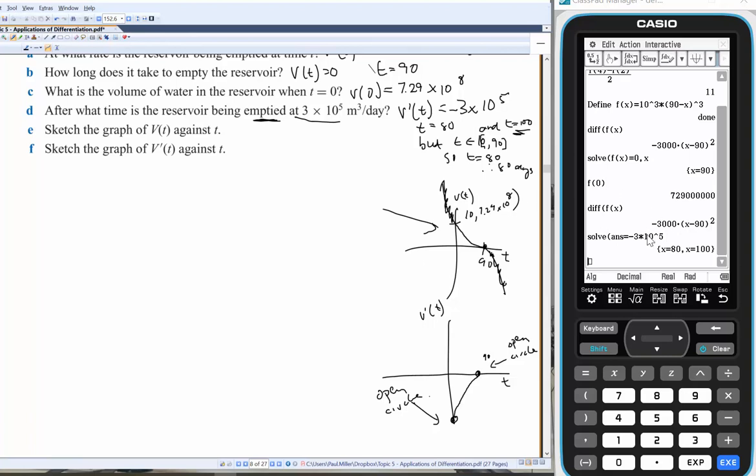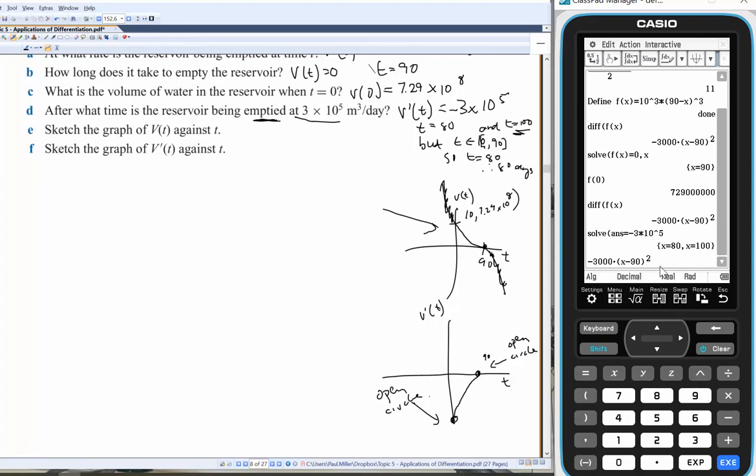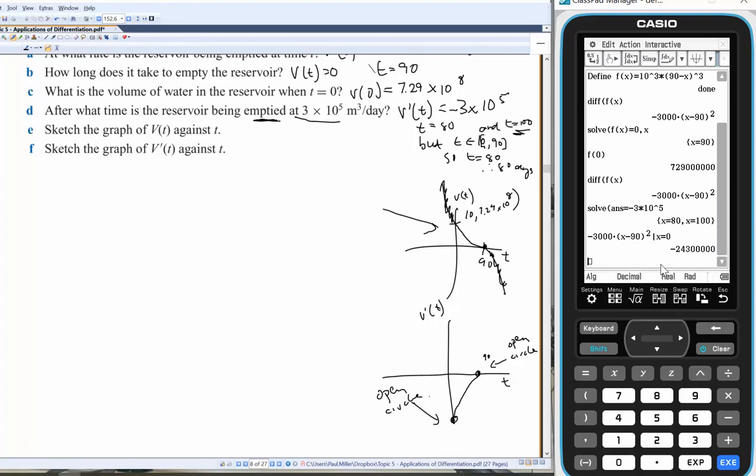And where is that circle? I'm just going to grab my derivative function and I'm going to say, can you chuck 0 in there for me? And that's where that happens. So at that endpoint, when t is equal to 0, v dash t is equal to negative 2.43 by 10 to the 7.